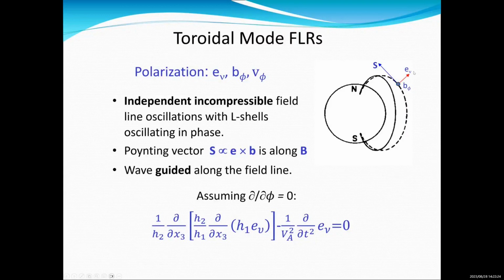From E cross B, you can see that the Poynting flux is along the magnetic field. These waves are not only driving field-aligned current into the ionosphere and out of the ionosphere, they're transferring electromagnetic energy along the field line into the ionosphere. There are lots of satellite observations showing evidence of large parallel Poynting flux associated with Alfvén waves. These Poynting fluxes seem to be strongly dissipated as the waves propagate to the ionosphere. The dissipation of this parallel Poynting flux is going into particle motion parallel to the magnetic field.